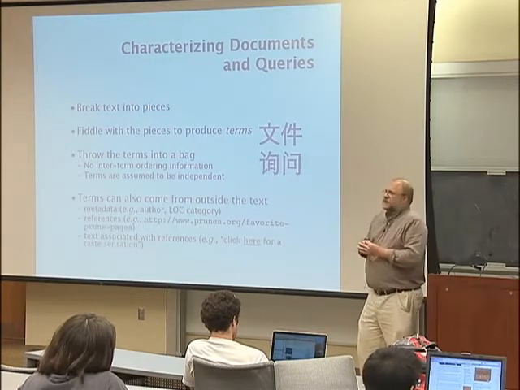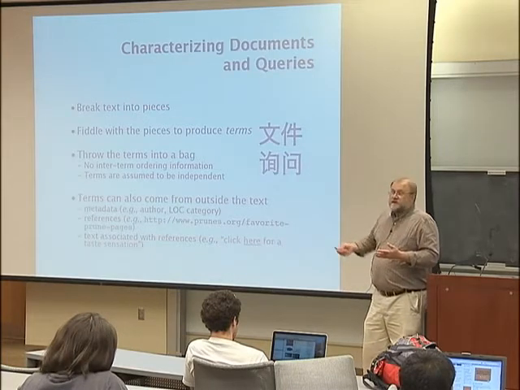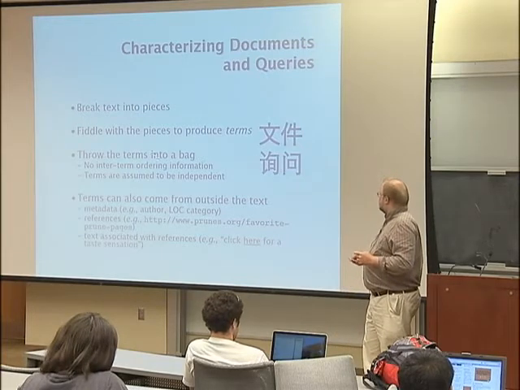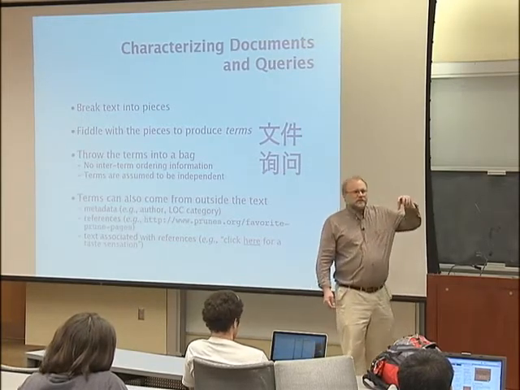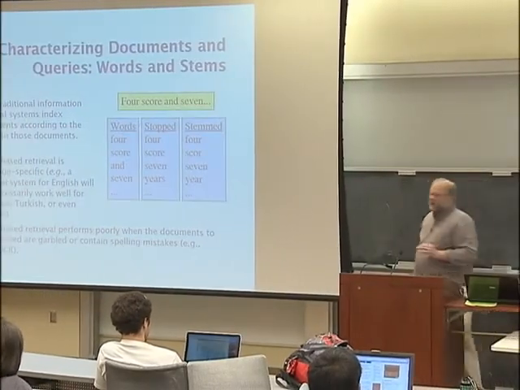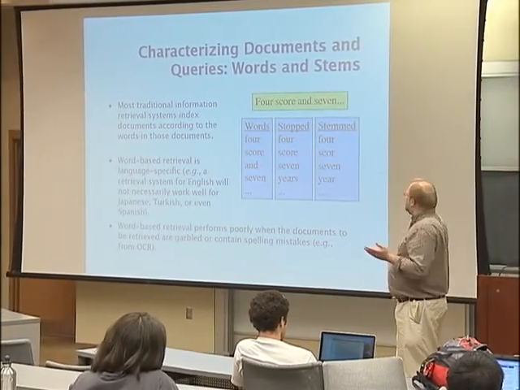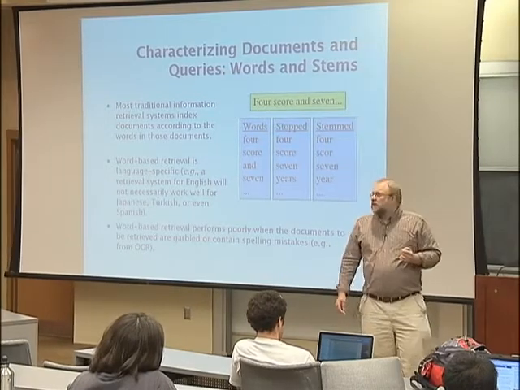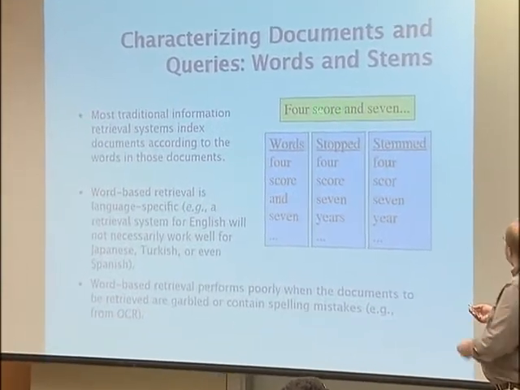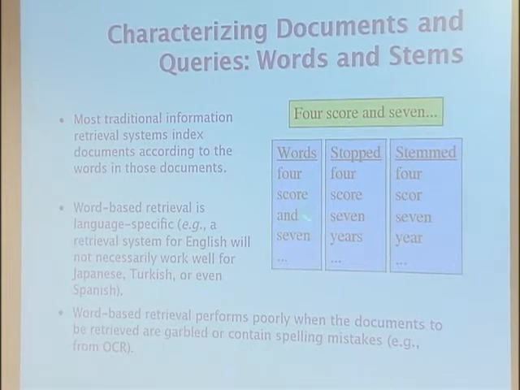Okay, so that's how we characterize documents, and we characterize queries in the same way. So we do exactly the same thing with queries. Okay, and so what we come up with is a characterization, which is just a set of terms that characterizes the document or the query. So what kind of characterization do we do? Well, as I said, the most common thing to do is to just break the text up into words. So if we have a text which is four score and seven years ago, if we break it up into words, we get four, score, and seven.